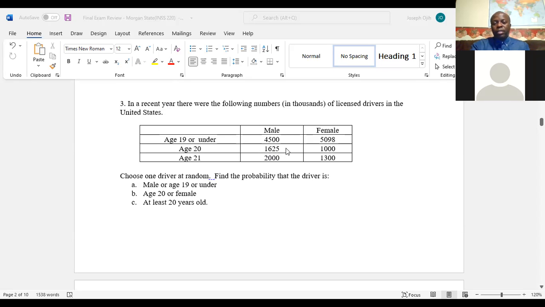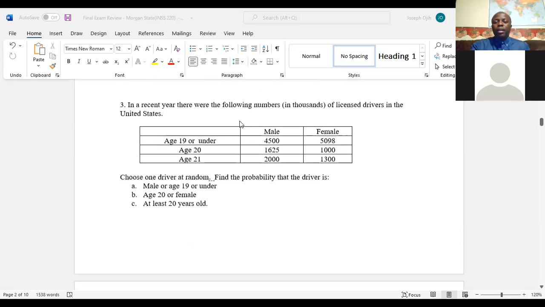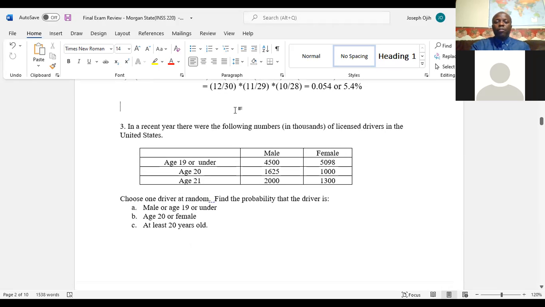Now, this topic, as you can see, falls under the concept of probability. So we just continue from where we stopped in the previous session. Now it says, choose one driver at random. Find the probability that the driver is male or age 19 or under, age 20 or female, at least 20 years old.